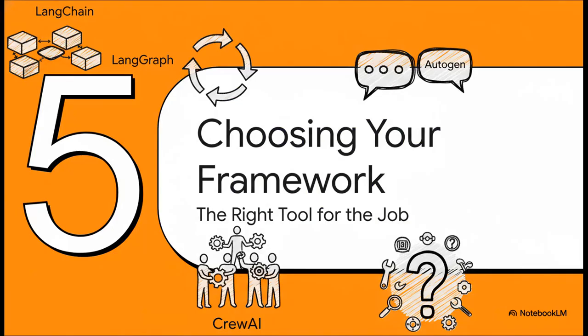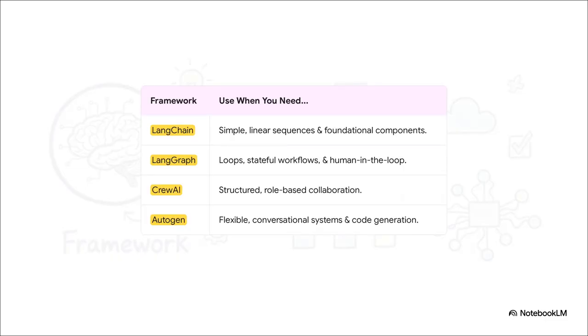So, there we have it. 4 frameworks, 4 pretty different philosophies. LangChain for the foundational building blocks, LangGraph for loops and cycles, CrewAI for structured teams, and Autogen for these dynamic conversations. The million-dollar question is, how do you know which one to pick for your project? Well, here's your cheat sheet.